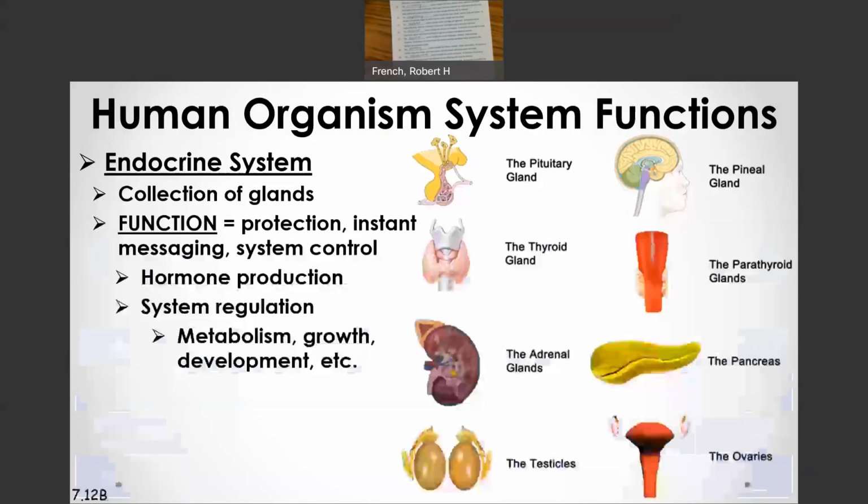Next up, the endocrine system. The endocrine system is a collection of glands, including the pituitary gland, thyroid gland, adrenal glands, pineal gland, parathyroid gland, and pancreas. Its function is the chemical messaging and regulation of the body, including growth and development. So this is where you get all your hormones from. They're especially important in things like growth. If your endocrine system is not functioning, you'll not grow correctly.